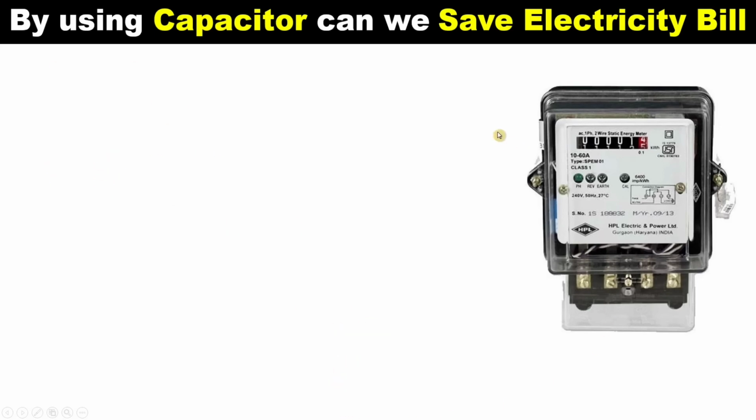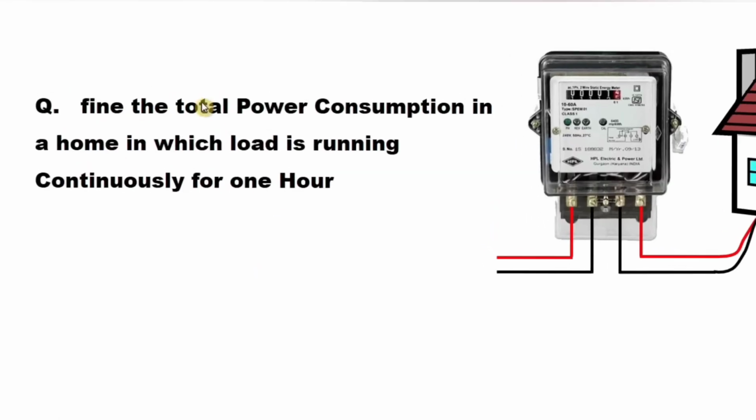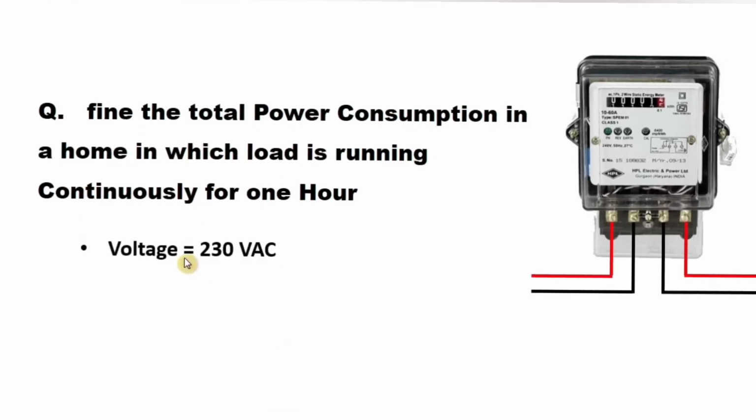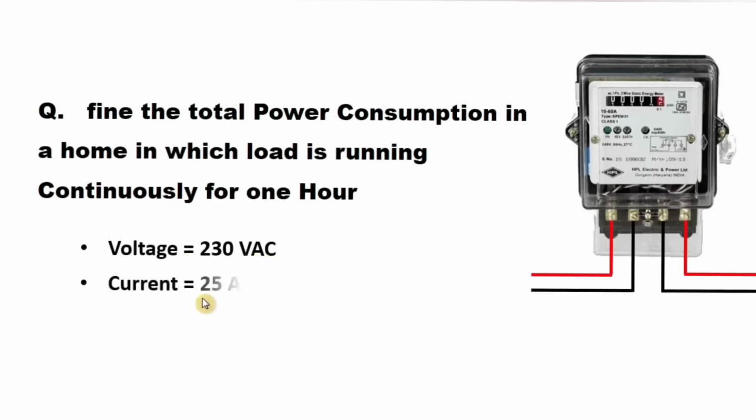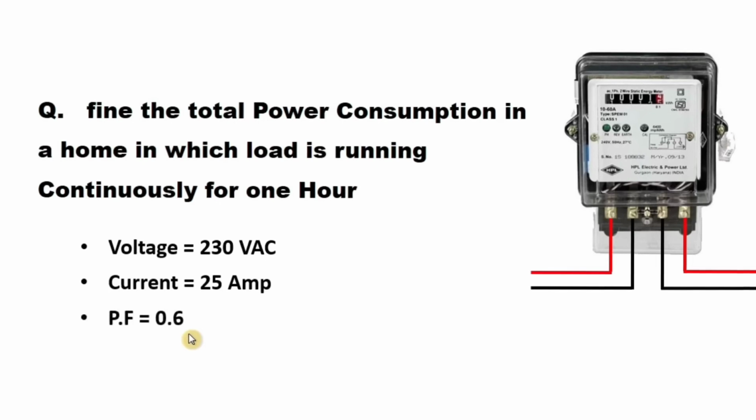The main question is whether connecting a capacitor to this energy meter setup will reduce the electricity bill or not. To understand this, we are doing a calculation. Find the total power consumption in a home in which a load is running continuously for 1 hour, where the voltage is 230 volt, the current is 25 ampere and the power factor is 0.6.